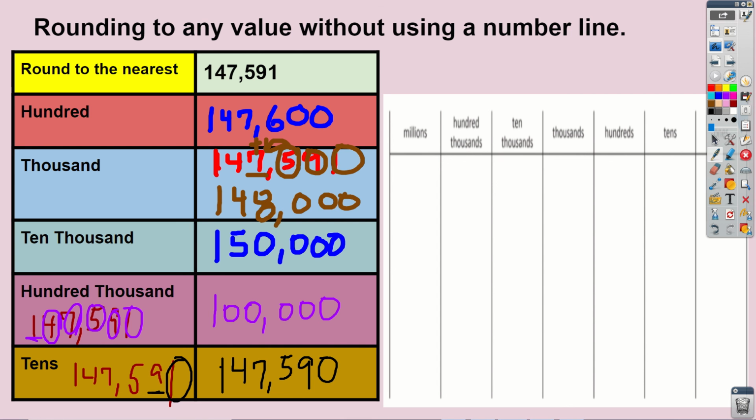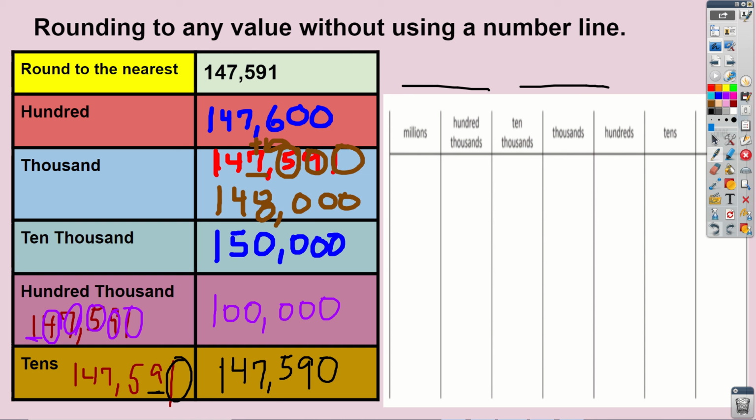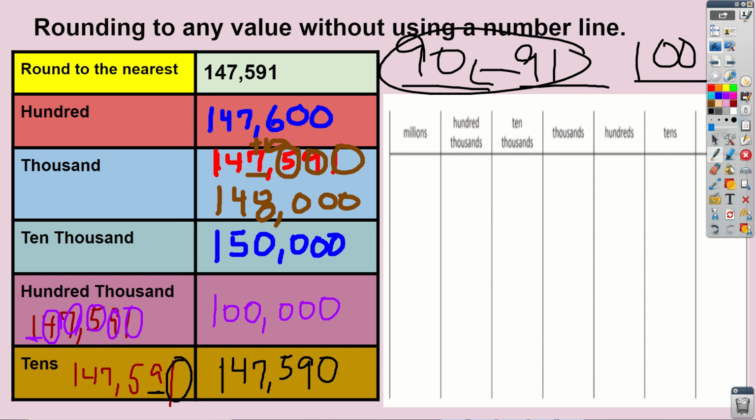That makes sense because if you were thinking about the number 91, what comes before 91? 90. What comes after 91? 92. And we have to round to the nearest 10. So the nearest number with only 10s in it is 90. Whereas if we were rounding to the next 10, so let's put the next 10, 90 and 100, 91 is closer to 90 than 100.